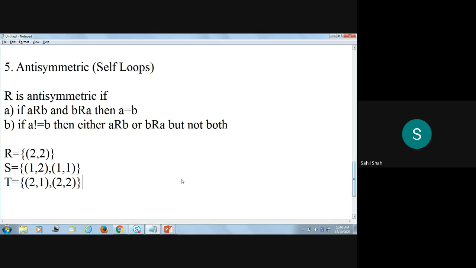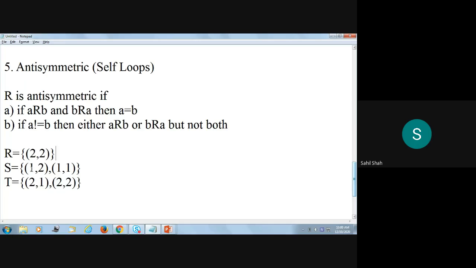So you can observe here relation R, whether it is anti-symmetric. Yes, I can have self loops if I am observing that A and B are common. Okay, A equal to B, 2 comma 2. Yes, it is absolutely fine. How about this S, 1 comma 2, 1 comma 1? It is again anti-symmetric, but it will not be asymmetric.